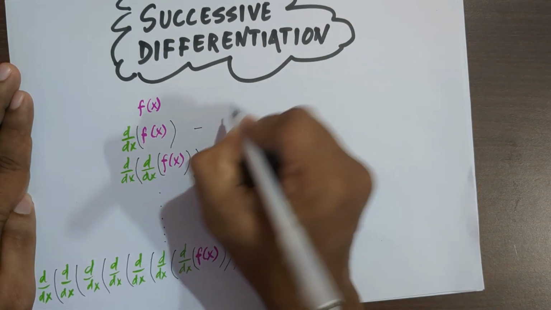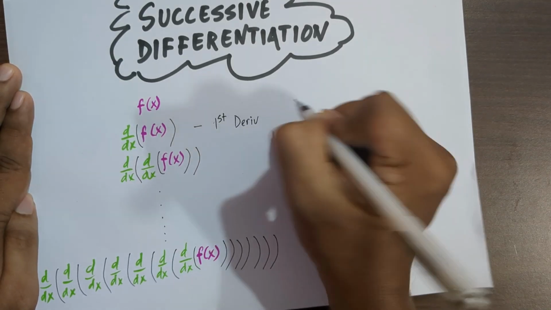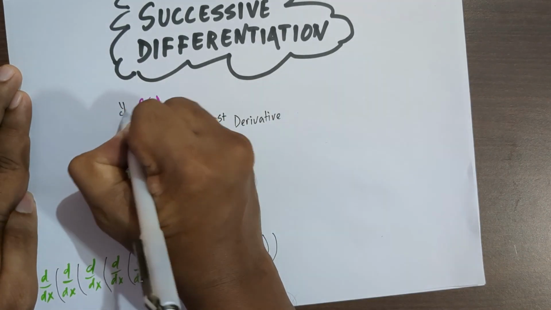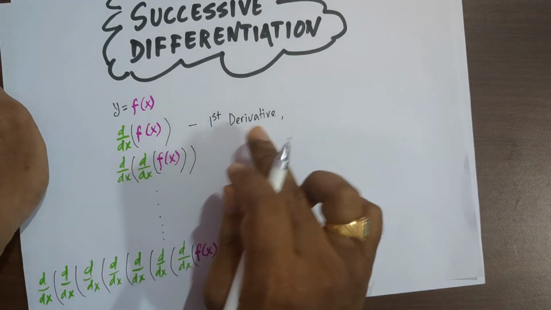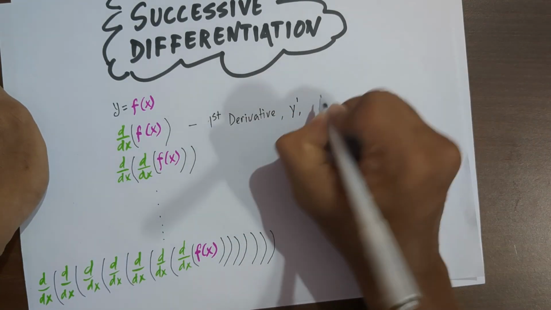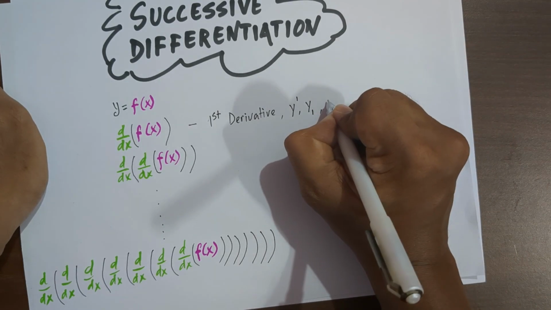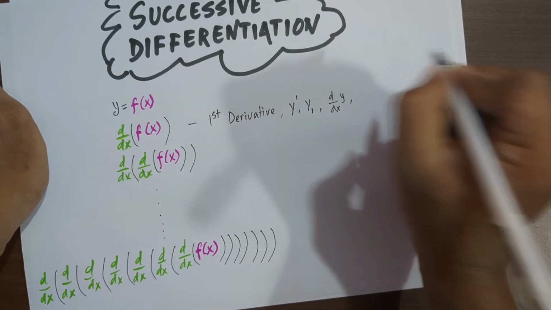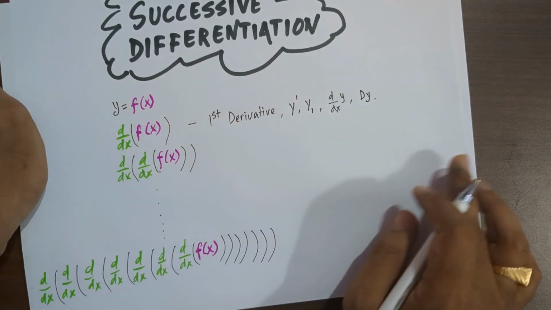This is called the first derivative, obviously, of function f. So this function is y, and the first derivative is also denoted by y dash, or simply y subscript 1, or d over dx y, or capital D small y, the function.